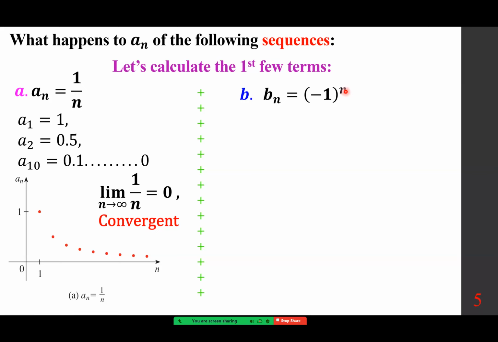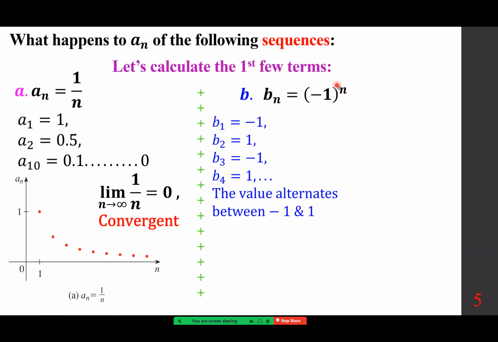Anyone? Negative 1 to the power of 1 is negative 1, right? What if I replace it with 2? What is negative 1 squared? Positive 1. Beautiful. And what happens is that this oscillates or alternates.